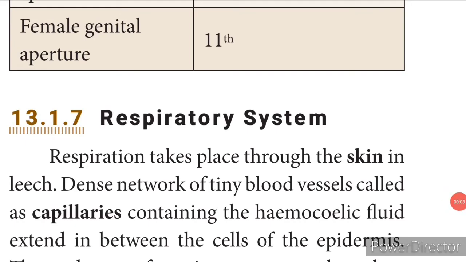Here the respiration takes place through the skin, and the skin consists of very tiny blood vessels called capillaries, which contain haemocoelomic fluid. Exchange of gases takes place by diffusion. The oxygen present in the water diffuses through the skin into the fluid, and the carbon dioxide diffuses out through the skin. The skin is moist and slimy due to the secretion of mucus, and this mucus prevents the skin from drying.